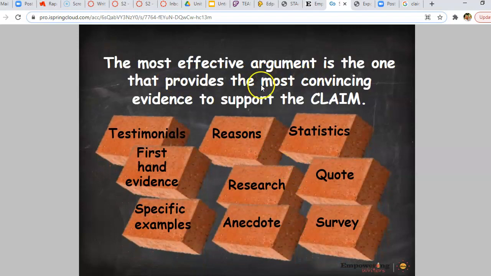The most effective argument is one that provides the most convincing evidence to support the claim. Those kinds of evidence-based arguments can be testimonials, where someone gives their expert opinion. It could be first-hand evidence. It could be specific examples. They could be reasons, research, anecdotes, like a personal example, surveys, quotes, or statistics. We don't want to just come in there and say, well, this is my opinion and you should just believe me. We have to have some evidence that backs it up.